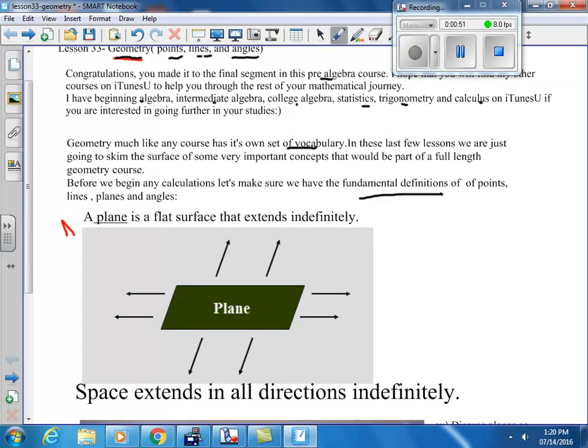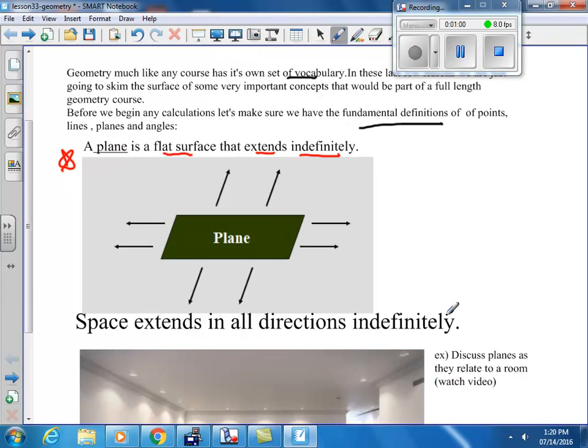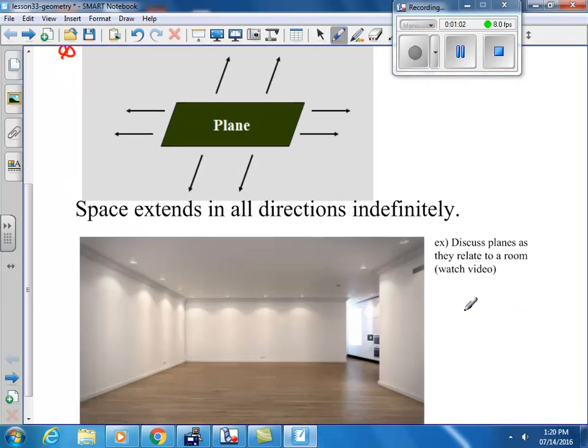A plane as a theoretical concept, it's a flat surface that extends indefinitely in all directions, north, south, east, and west. Now, if you want an easy way to picture a plane in your mind, just picture the walls and the ceilings and the floors. So here's a plane, and you're noticing two planes intersect along a line.